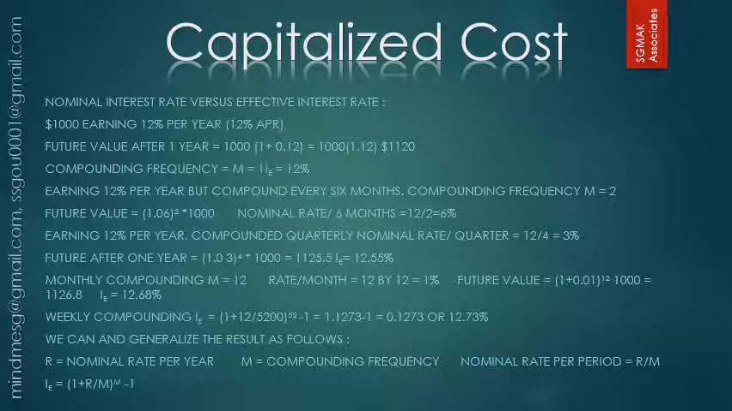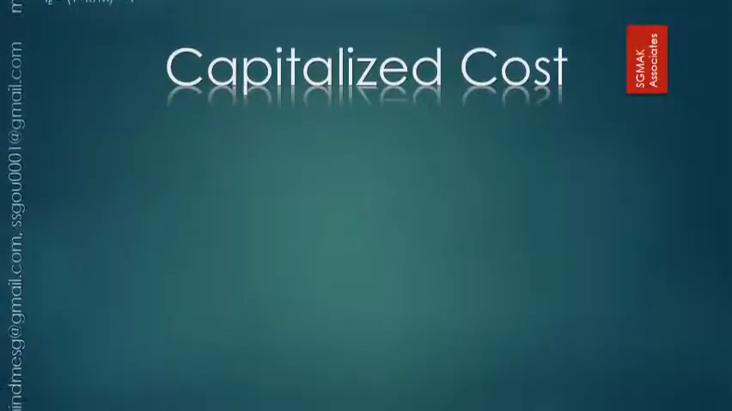So we can generalize the result now by combining these examples. If R is the nominal rate per year, M is the compounding frequency, so the nominal rate per period becomes R over M, and your effective rate becomes (1 plus R over M) raised to the power M, minus 1. So R is the nominal rate, M is the compounding frequency, and as M increases, you are compounding more during the year. You're changing from yearly to 6 months to quarter to month to week. When you go up to daily rate, we didn't compute that. So I effective is (1 plus R over M) within the bracket raised to the power M minus 1. So that is the relationship between effective and nominal interest rate.